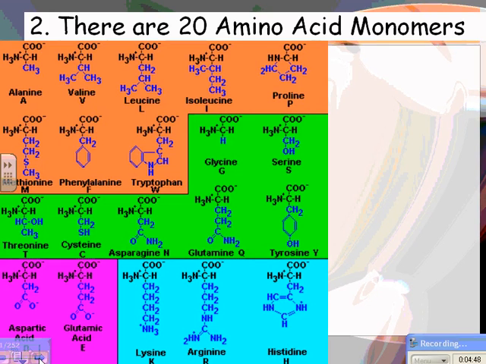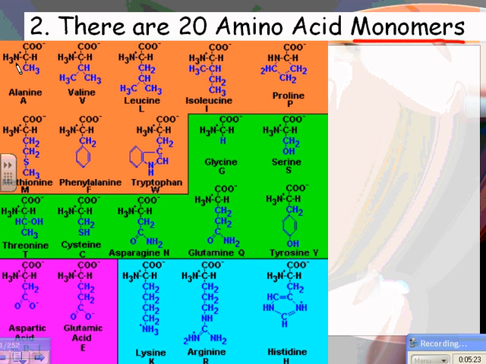There are 20 different amino acids, and the amino acids, again, are the monomers. Remember, the monomers in carbohydrates were monosaccharides. The monomers for proteins are amino acids. What I want you to do is look at all of these. Here's alanine, valine, leucine, isoleucine, proline, serine, glycine, tryptophan, phenylalanine, methionine, threonine, cysteine. Take a look at all these and tell me what you think is the same in all of them and what's different. You can pause this, look at it for a little bit, and then tell me what you think.